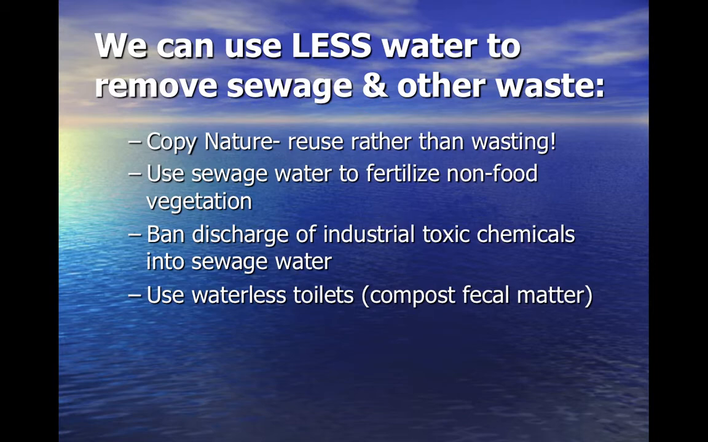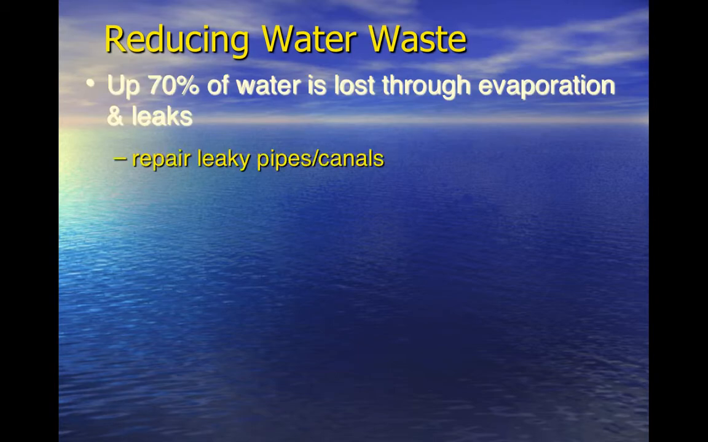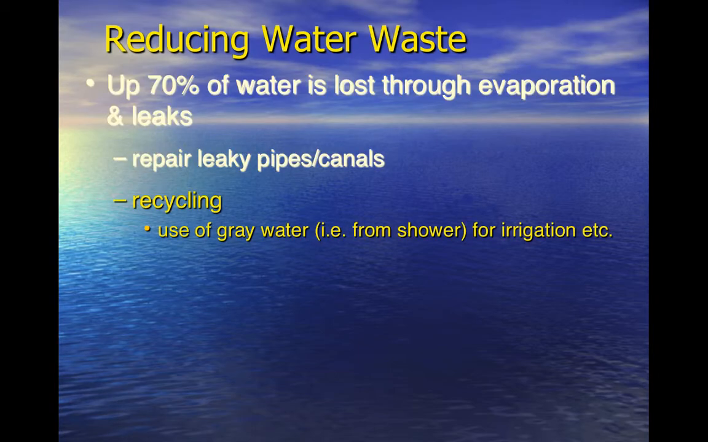We can use less water to remove sewage and other waste. There are other methods out there. They're trying waterless toilets, a composting toilet to try to break down the materials. And again, reducing our waterways: up to 70% of the water is lost through evaporation or our leaky pipes or leaky canals that are out there.